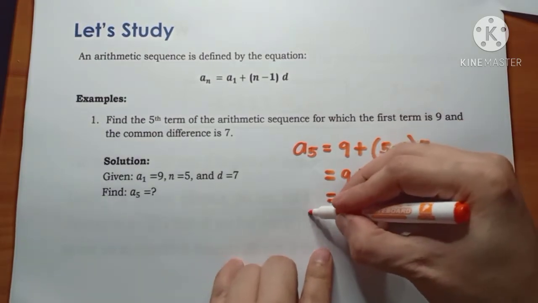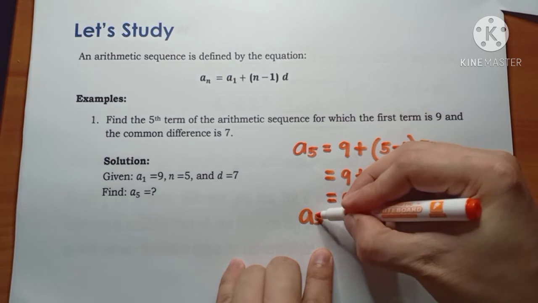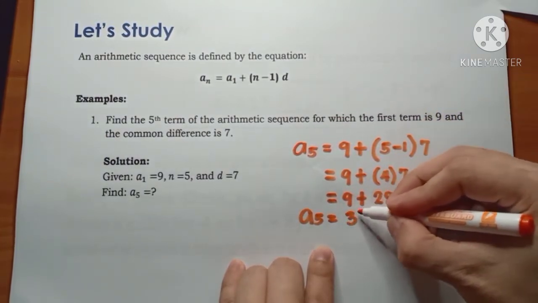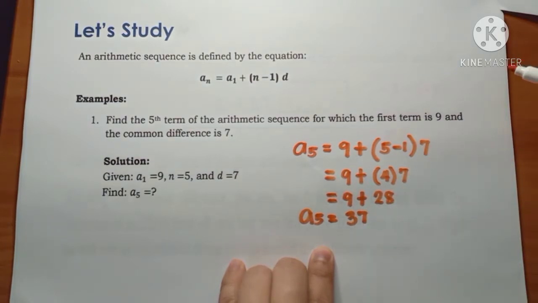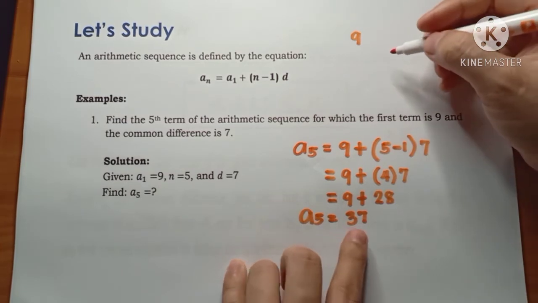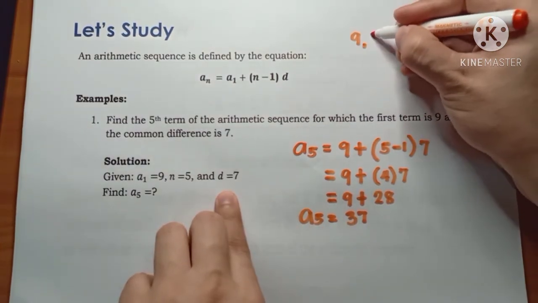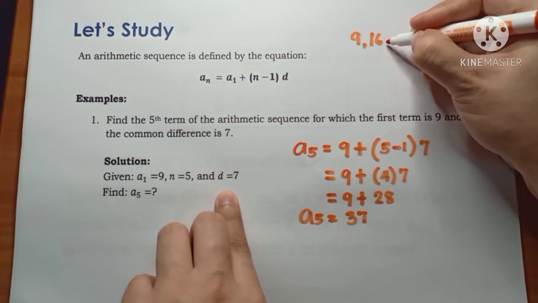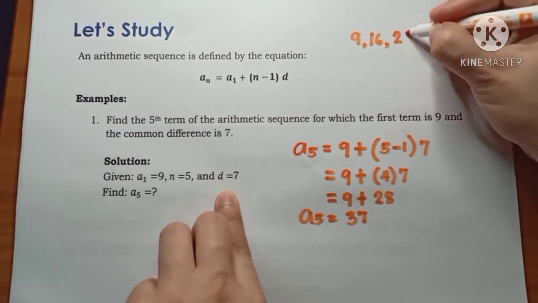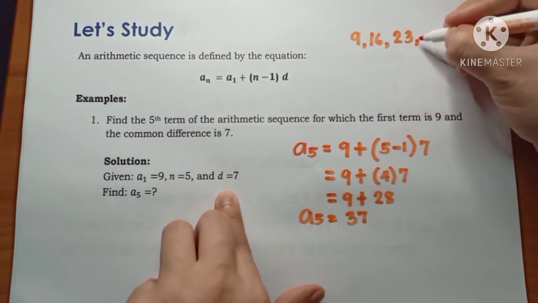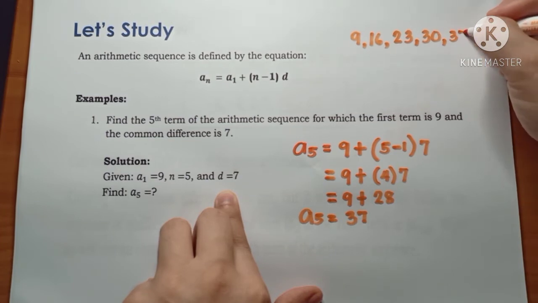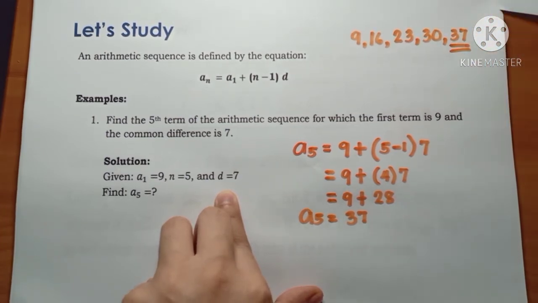So what is our fifth term? So our fifth term is 37. Okay, kung i-check natin yan, so we have 9 plus ang ating common difference 7, so maging 16. And then we have 23. And then we have 30. And our fifth term is 37. So, ganun lang. Ito yung ating fifth term.